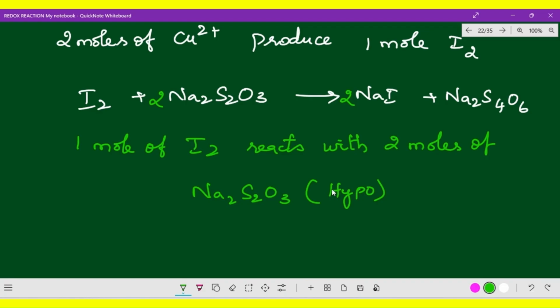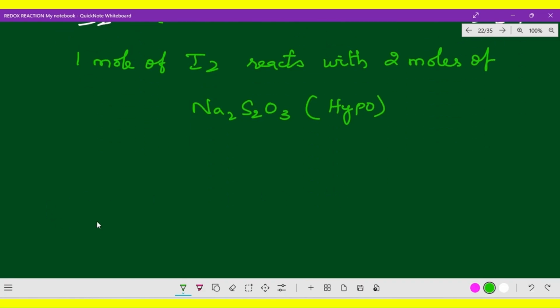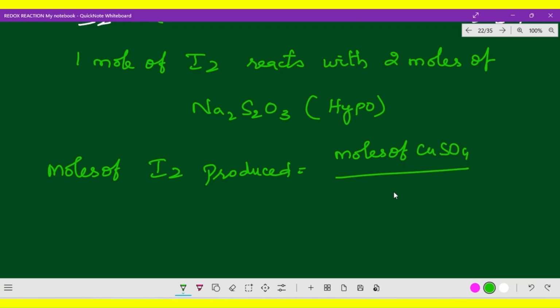Okay, now here moles of I2 produced. Now let us check that moles of I2 produced is equal to moles of CuSO4 divided by moles of Cu2+ used, that means consumed. I just put used only. Why have I given this formula?